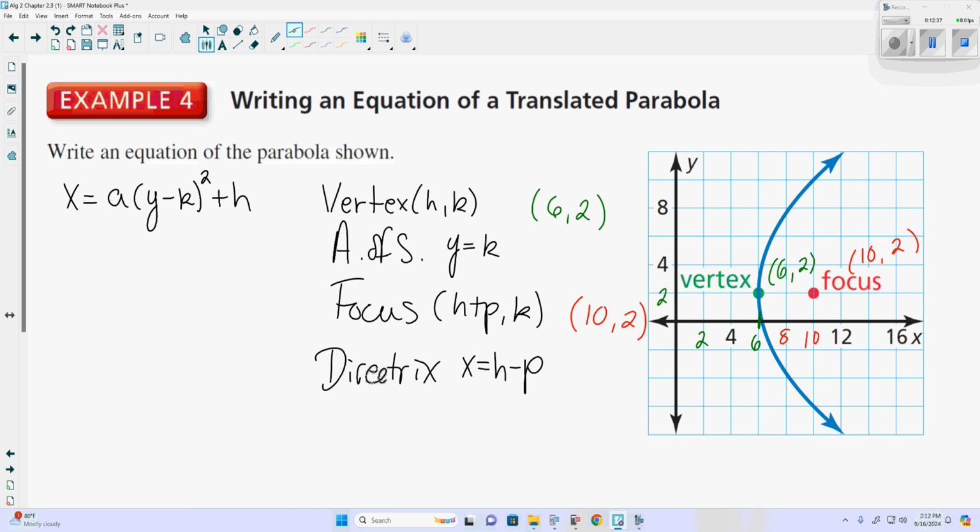Okay. Now this is the equation, x equals a times y minus k squared plus h. There's 3 values I need. I need a, h, and k, yes? I need to find a, I need to find h, and k. I already have 2 of the 3. Vertex is what? H comma k, yes? Our vertex is 6 comma 2. So what is h? 6. What is k?